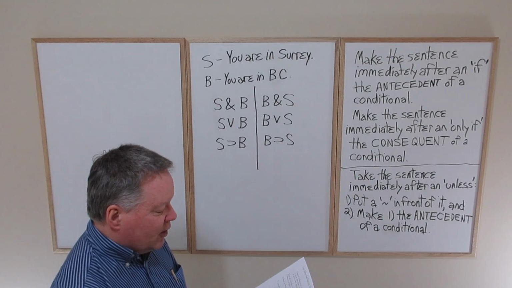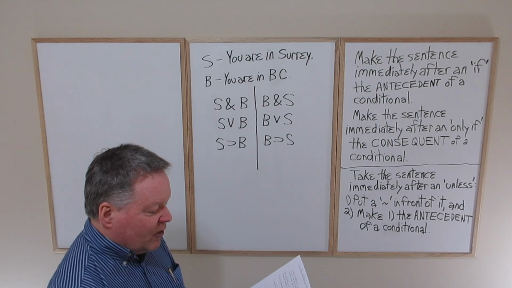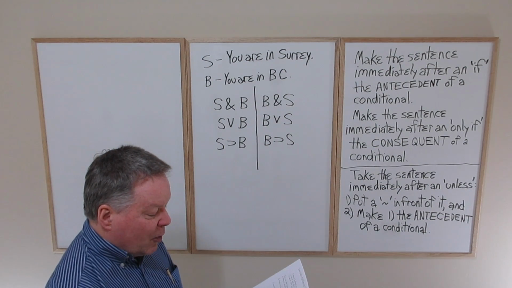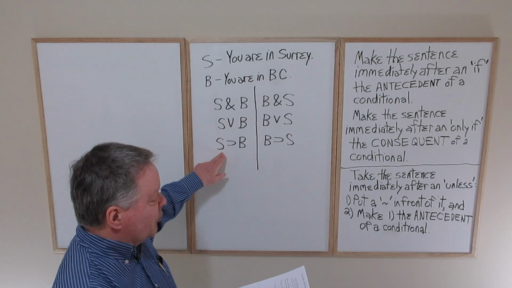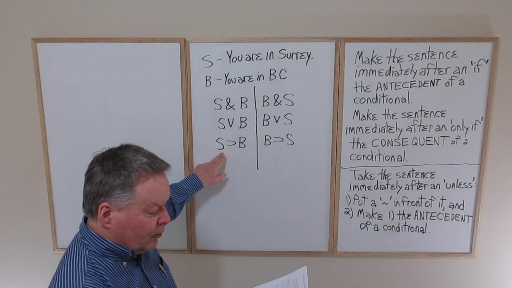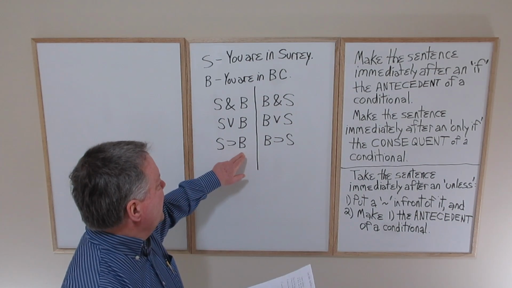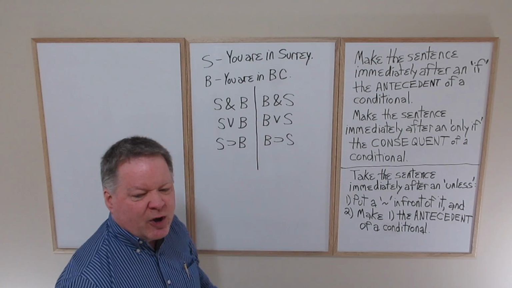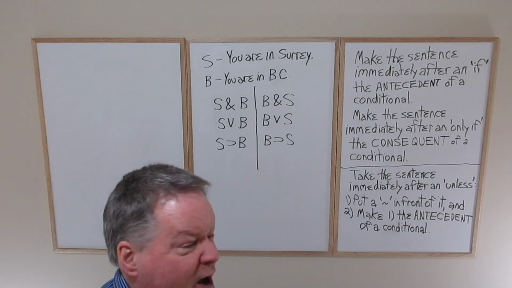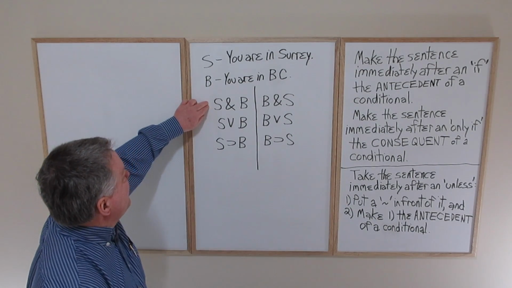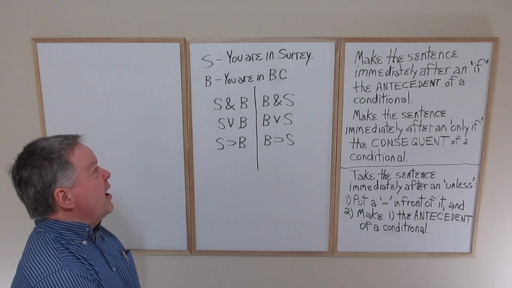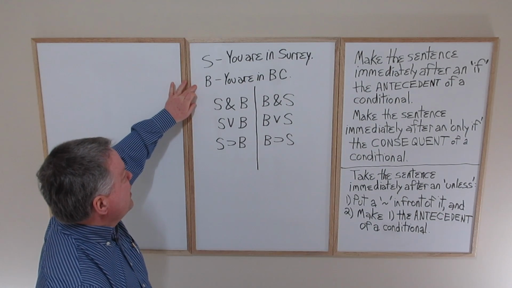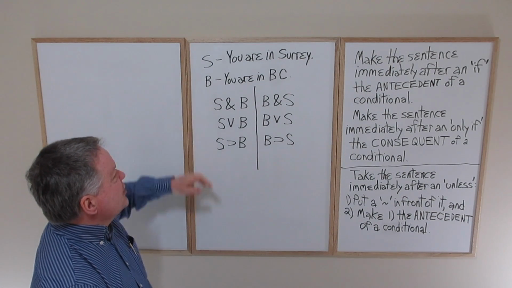Notice that unlike the conjunction and the disjunction, the conditional has separate names for each of the two parts. The part that occurs before or to the left of the horseshoe is called the antecedent. The part that occurs after or to the right of the horseshoe is called the consequent. Here's why. Let's consider two simple sentences. Capital S is going to stand for you are in Surrey. Capital B is going to stand for you're in British Columbia.